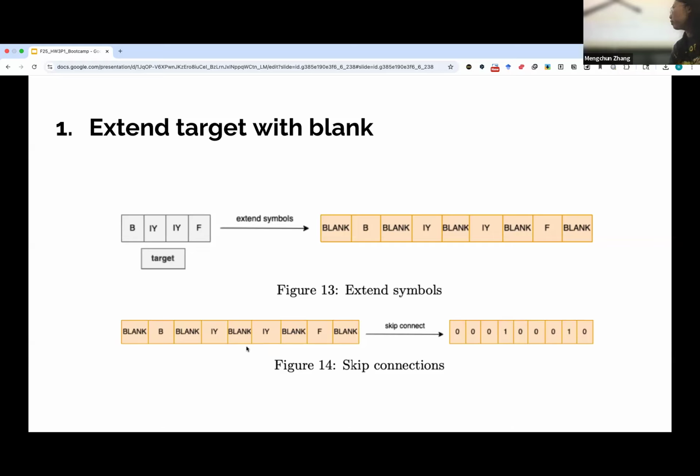But you have to be careful if there is a repeated character in your word, like these two E's in this target sequence. This blank cannot be skipped. Otherwise, these two E's will be merged into one E at the end.